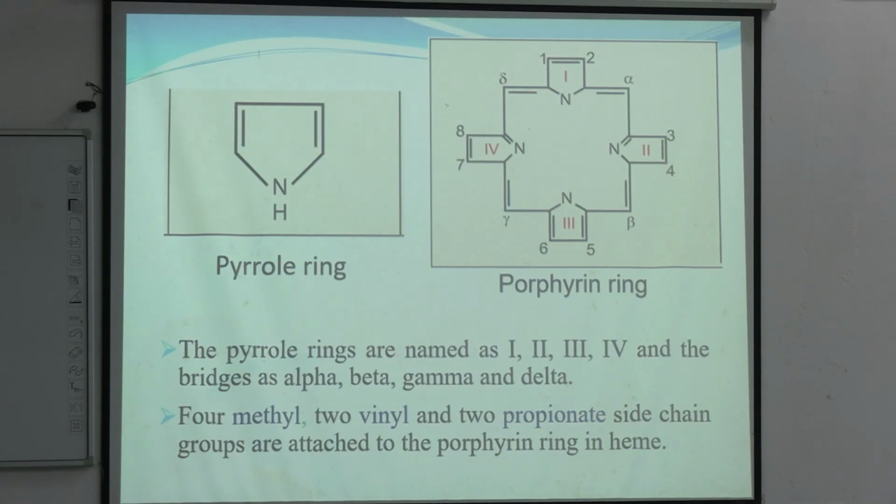In case of group 3, what happens? There is asymmetry in the substituent groups of 7 and 8. And what happens? It just reverses. So, it will be MP, MP, MP, PM.